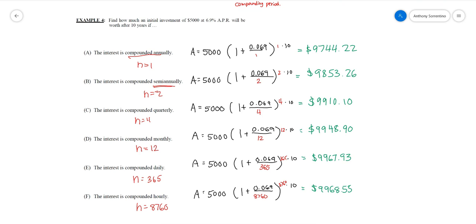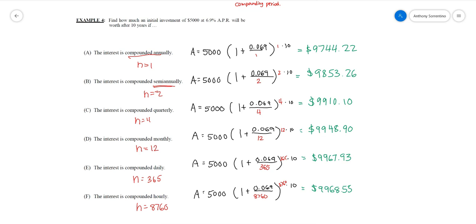If I go quarterly, I ended up with $9,910.10. Now it's even higher, but if you look at the difference, this splits it into four pieces and applies it four times a year. It's not as big of a jump as when I went from 1 to 2. Here I'm going from 9,853 to 9,910, so I'm going up roughly $57, a little less than that actually. The first one was a good 100 and some dollars, 109. This was more like 57.